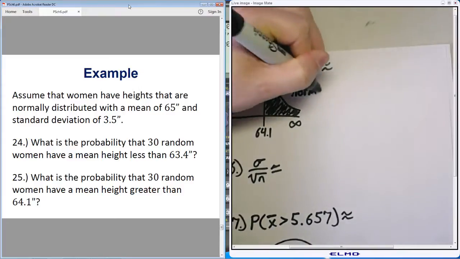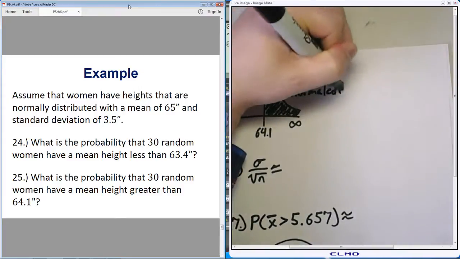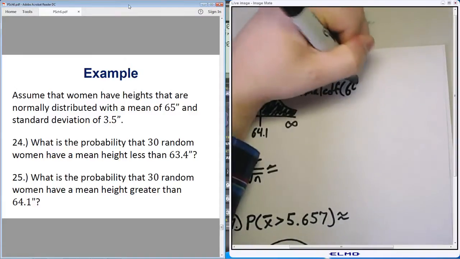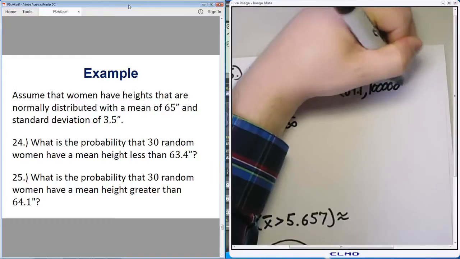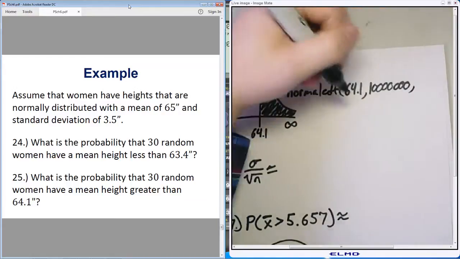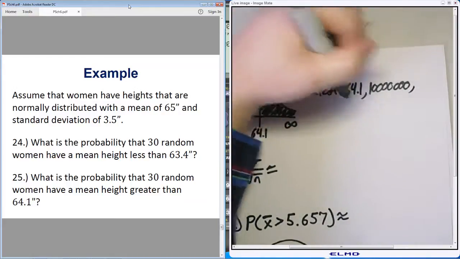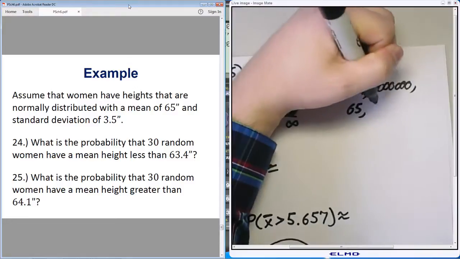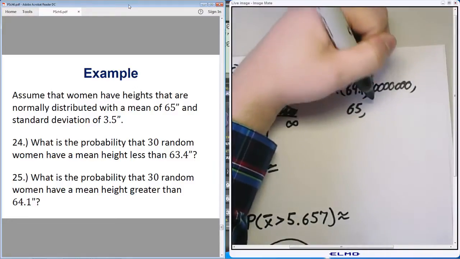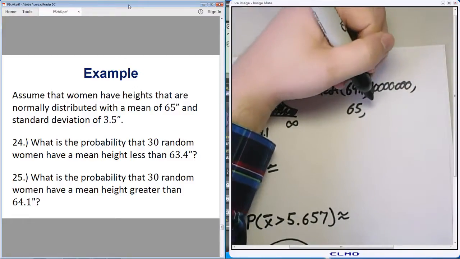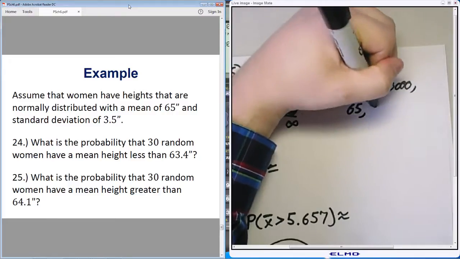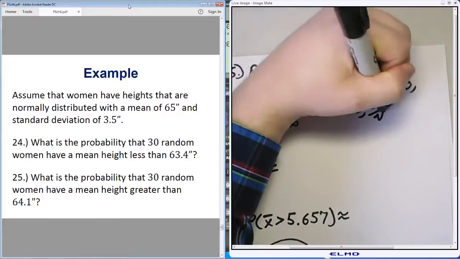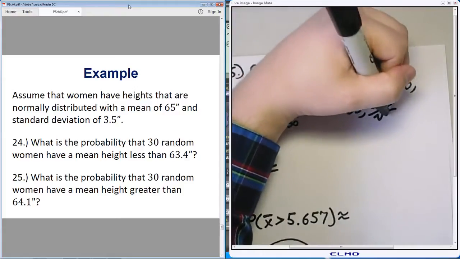So normal CDF. Start at your lower number. Go up to some extreme positive value. Put in your mean, in this case 65, and then your standard error of the mean, because again the sample size is bigger than 1 and we're talking about a mean value, not an individual value. 3.5 over the square root of the sample size, which is still 30 for this problem.